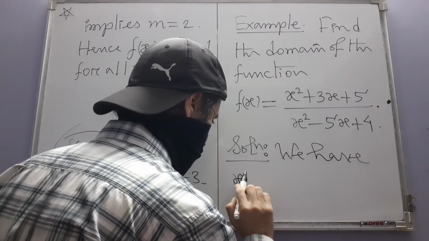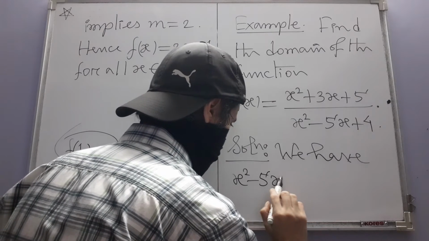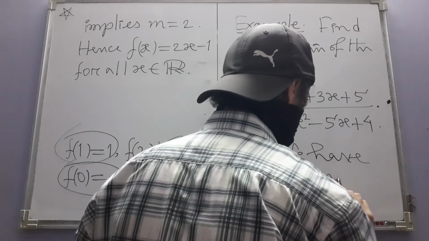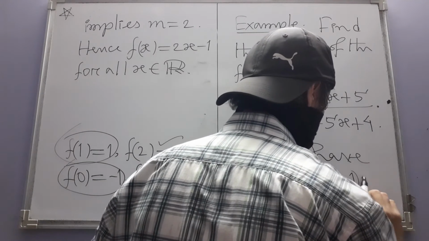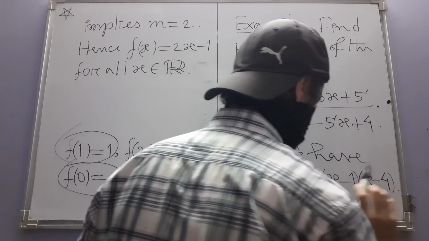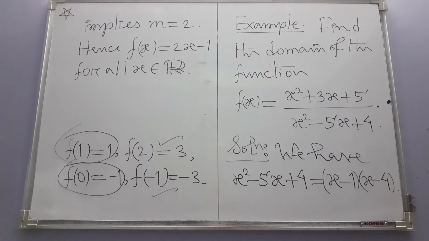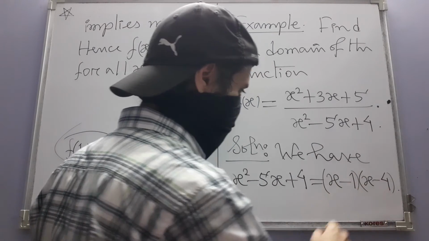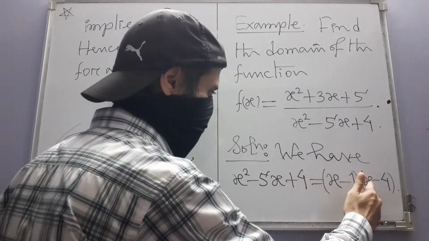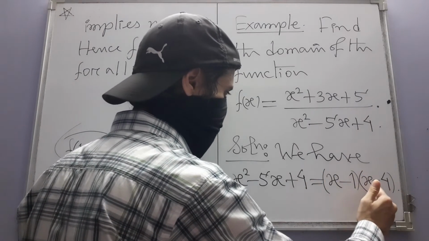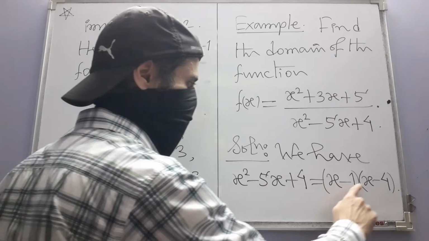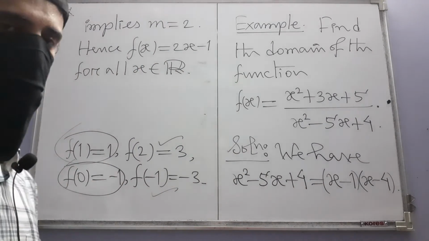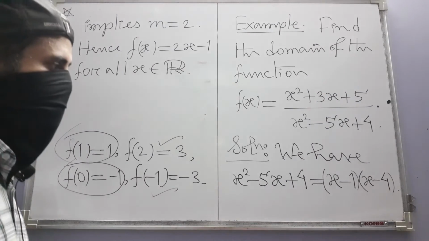We have x square minus 5x plus 4, which is simply this. I mean, it doesn't take real effort to see why that is true. If you multiply out the terms, you get x square minus 4x minus x, that means minus 5x, plus 4. Okay. So 1 and 4 are problematic points. They have to be removed.